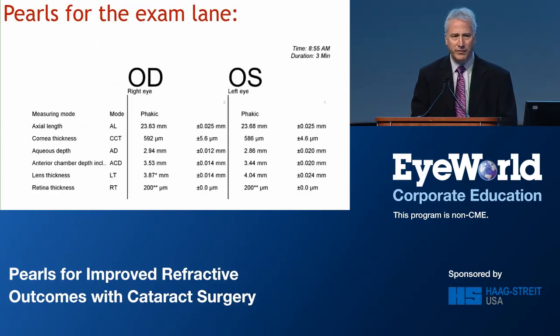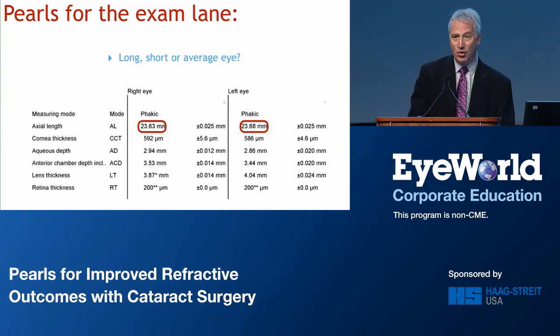So then when we look a little bit further into the hard data from the sheet that comes out, and this is all things that I'm doing in the exam room with the patient in front of me, I like to look first at the axial length. Is this a normal axial length? Is it an extra long eye? Is it a short eye? Is it an average eye? This one turns out to be an average eye.